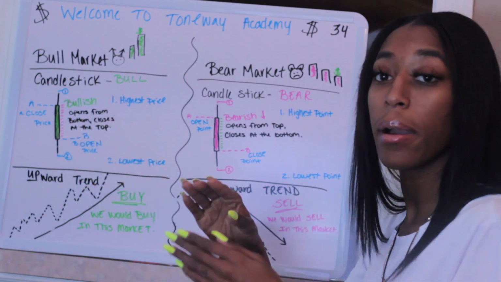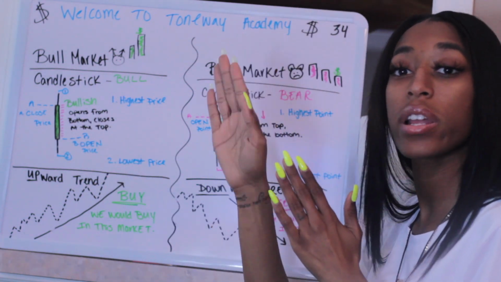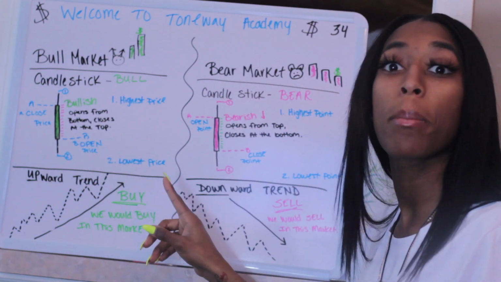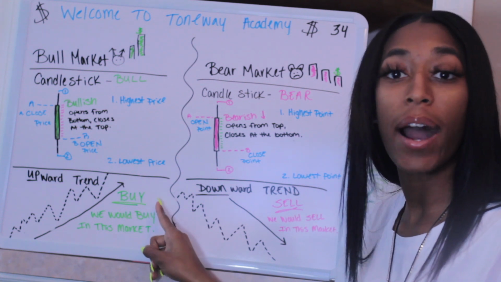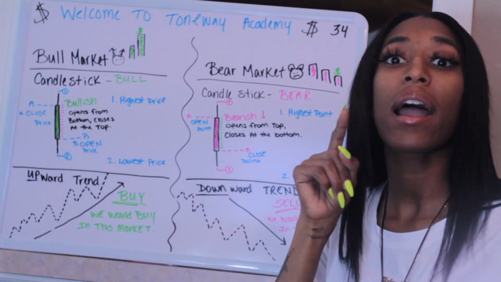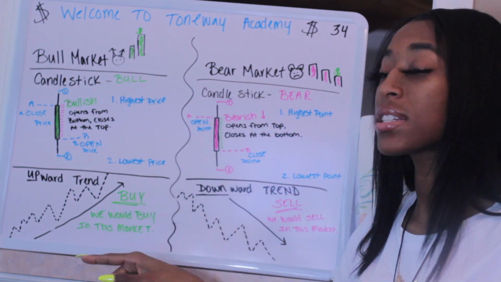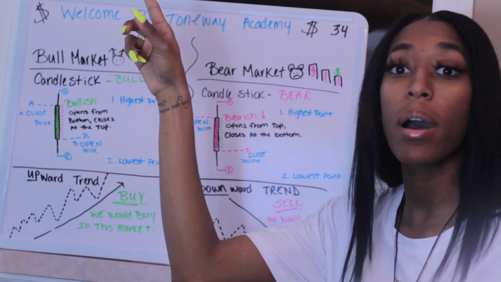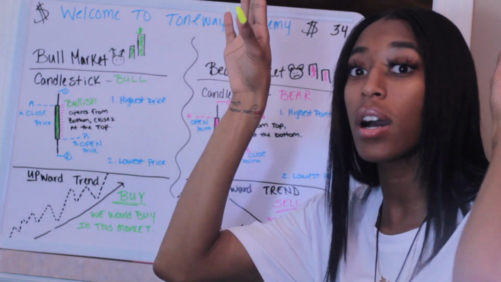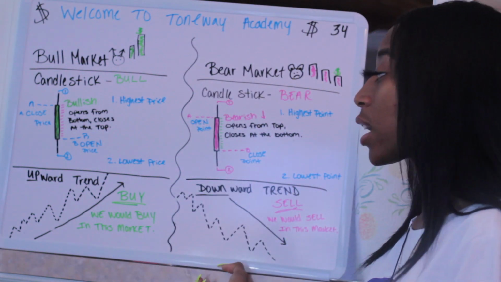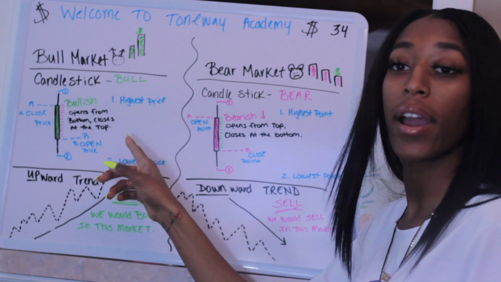Inside of a bull market, a bull means going up. Inside of an upward trend market, you always want to buy. You're basically saying, I bet you 2 cents that I'm going to buy into this market, and it's going to continue to go up, right? Because it's a bull, it goes up, right? So that's how you know if it's a bull market, okay?